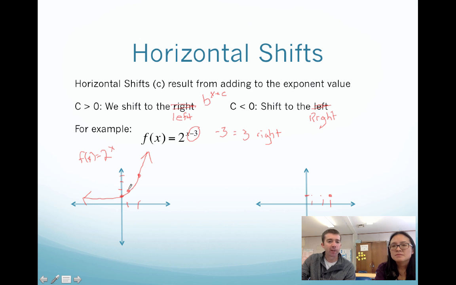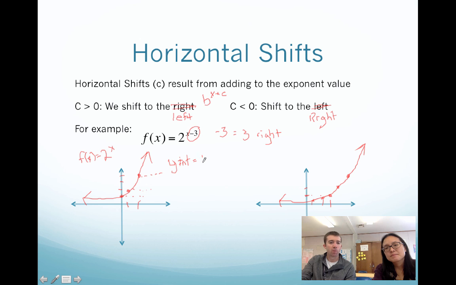Okay, so every point gets moved. So I'm going to move this guy over 3, this guy over 3, this guy over 3. So here I'm at 2, here I'm at 4. So here I'd be at a half, a fourth, and still don't cross that line. Nope, never. So the question would be, my y-intercept here equaled 1. What's my y-intercept here?